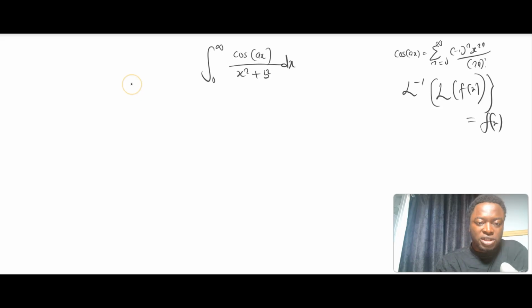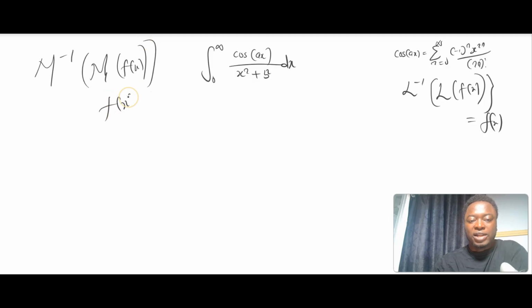For this third solution here, we're going to use the fact that the inverse Mellin transform of the Mellin transform of f of x is the same thing as f of x as well. Now, this Mellin transform, unlike the Laplace transform, would be very long because we are going to make use of the Ramanujan Master Theorem. And also it requires a lot of series and substitution.